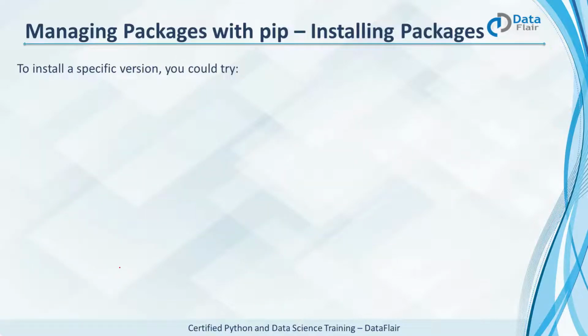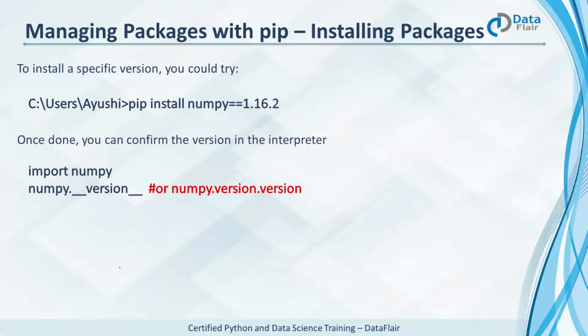There may be multiple versions of a package. If you'd like to install a certain version, you can mention it in the install command. Now open the interpreter, import NumPy, and find out the version. There are two ways to do this. We have the version 1.16.2 just as we ordered.